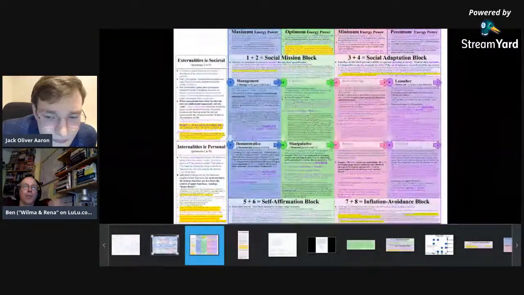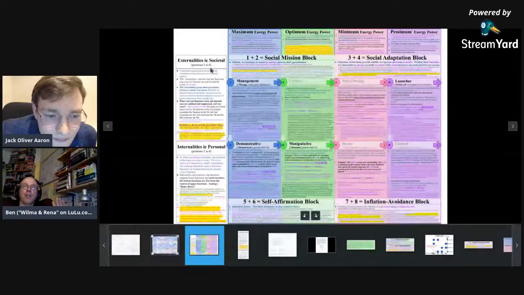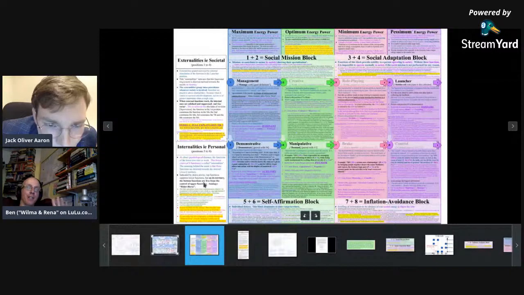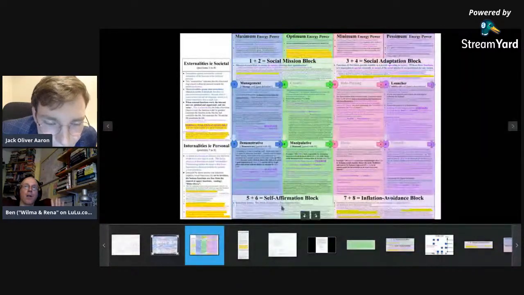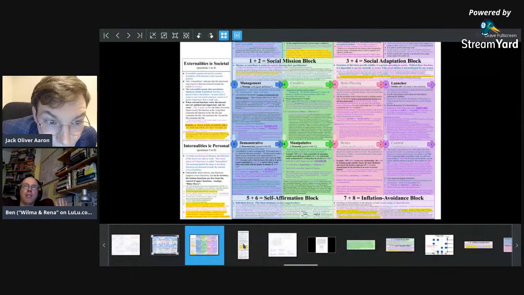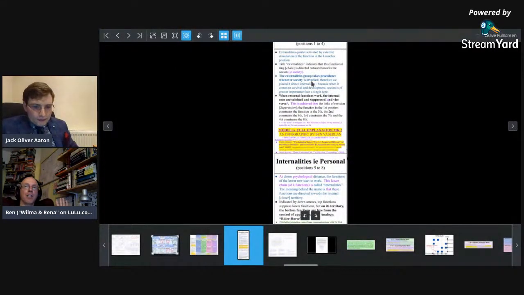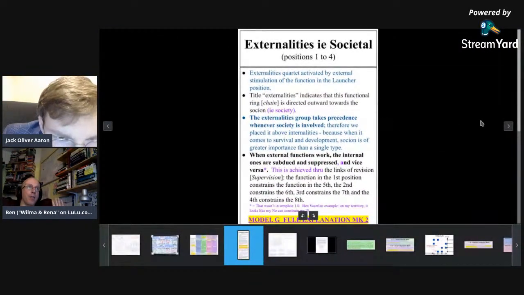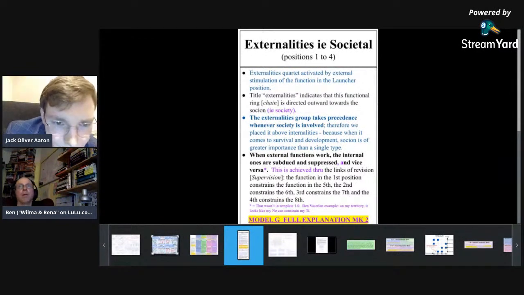But here's a very important thing. I think this is bold and cautious in Model A, societal, personal. I used to call it externalities, internalities, but it makes it clearer to say societal and personal. Right. And Andre retranslated what I was working off originally. So this is an explanation of the externalities, internalities. And this is important because this is where you get the supervision ring. So externalities quartet activated by external stimulation of a function in the launcher position.